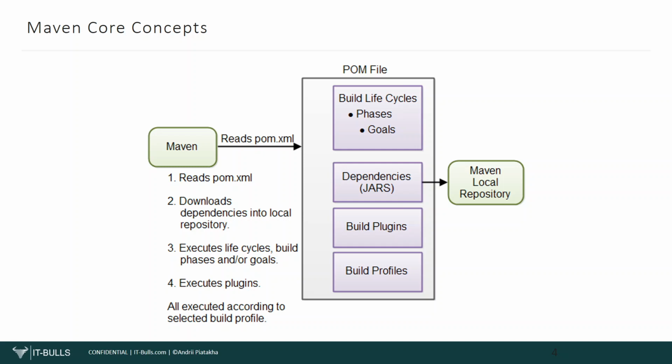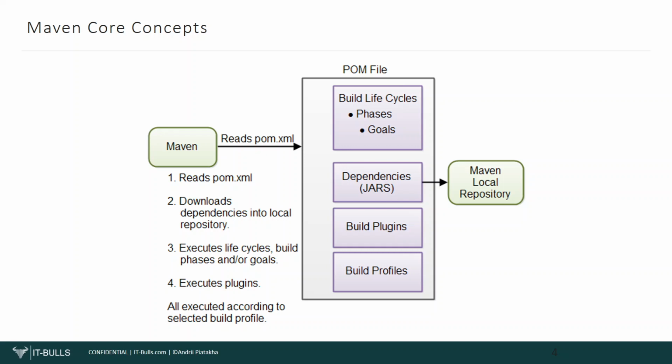Maven executes life cycles, build phases, and goals. The build process in Maven is split up into build life cycles, phases, and goals. A build life cycle consists of a sequence of build phases, and each build phase consists of a sequence of goals. When you run Maven, you pass a command to Maven. This command is the name of a build lifecycle, phase, or goal.